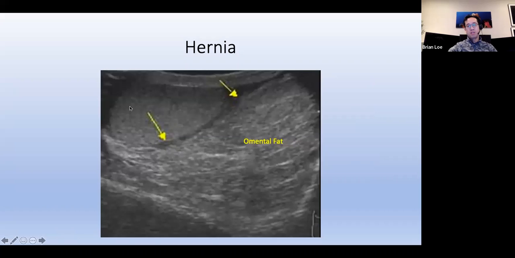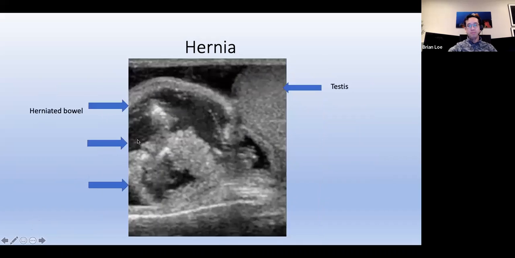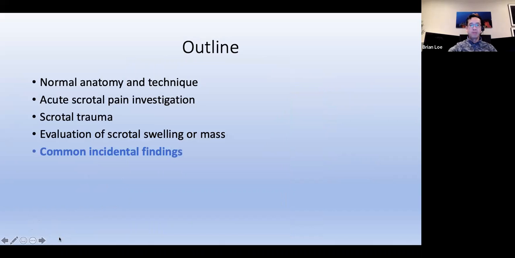Okay, here's another example. Here's the testis, and then this is omental fat that extends down. So another hernia there. Another example, testis. This is a loop of bowel sitting there with fluid and bowel wall. Okay, we'll do some common findings and then we'll go back to those questions.